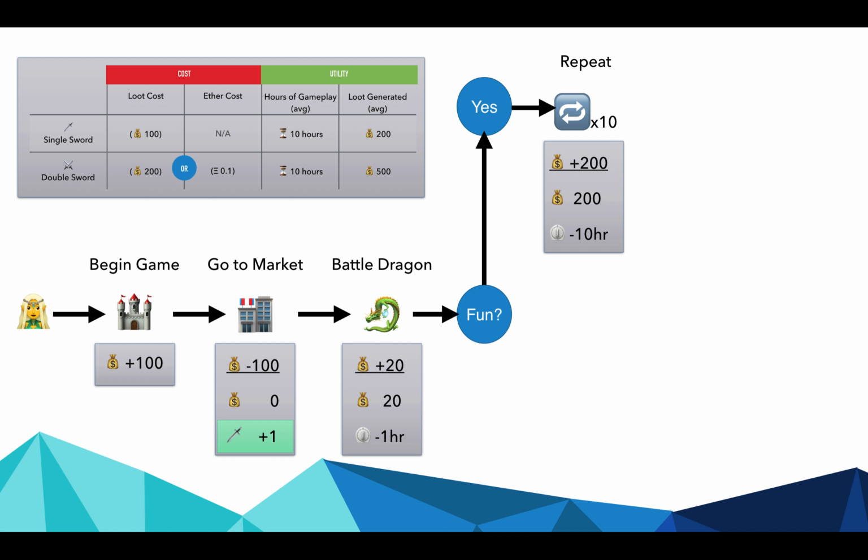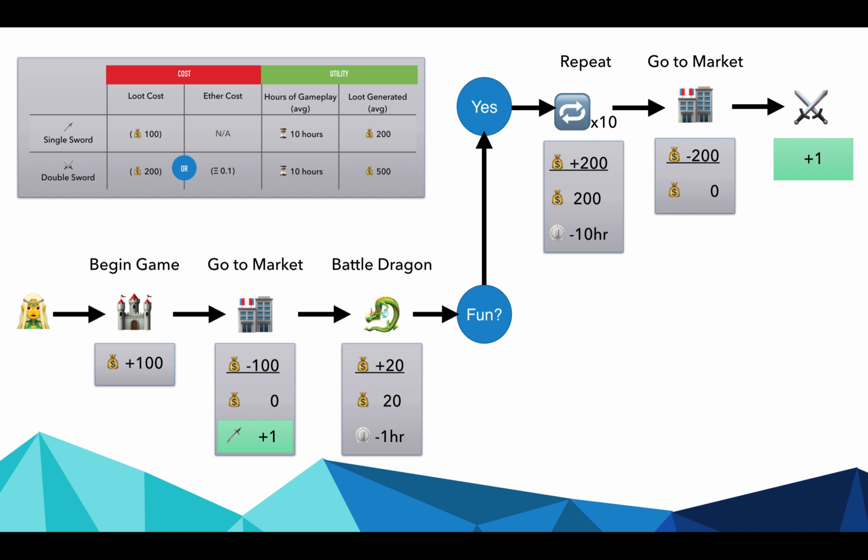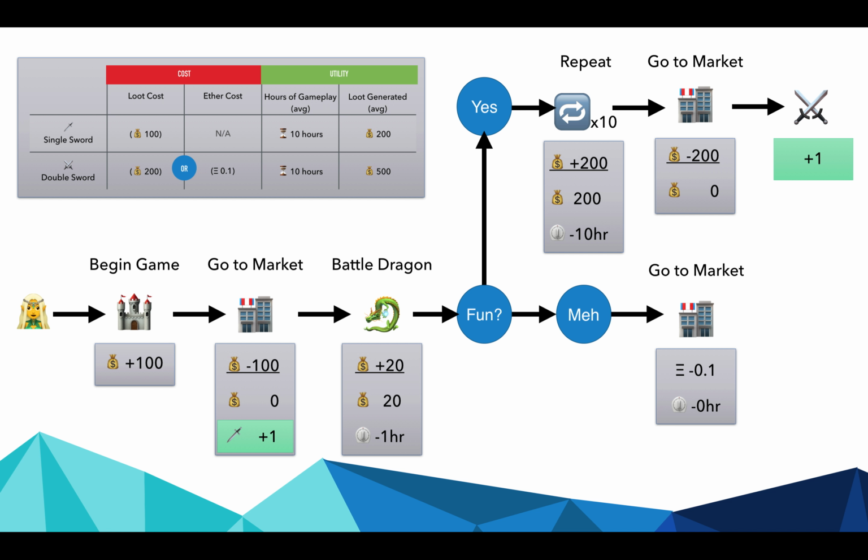If it is, then they'll do that 10 more times over, so they'll play for another 10 hours until they generate that 200 loot, and then they'll go to the market and buy themselves that double sword. However, if the experience is just okay, maybe they want to augment it and make it more exciting in some way, then they would go to the market and just buy the double sword for 0.1 ETH. So you have two different decision models here for how the player can choose to play the game.